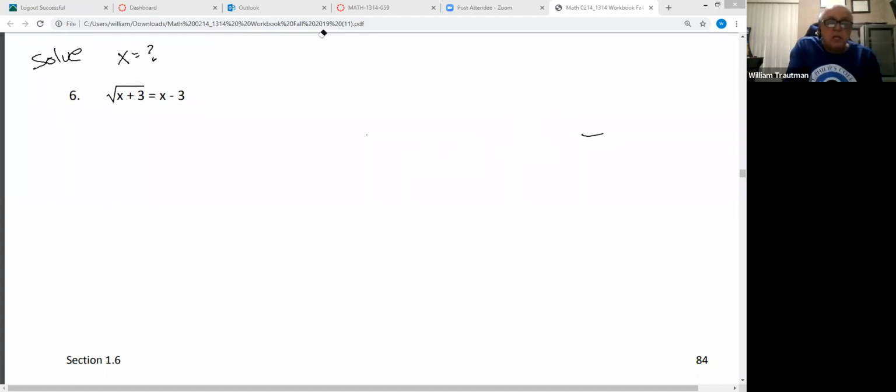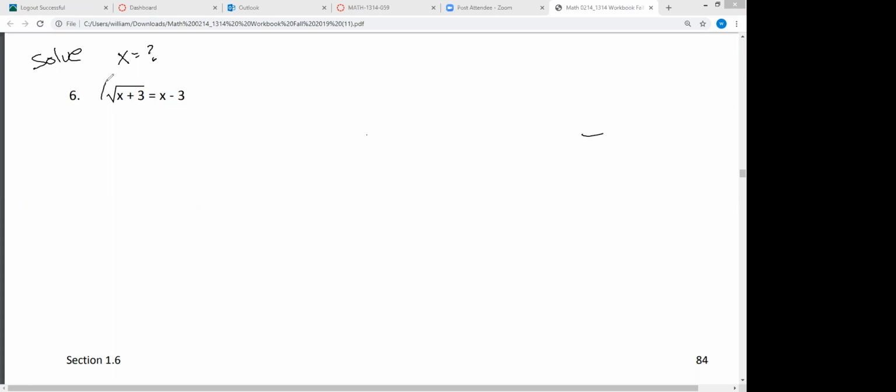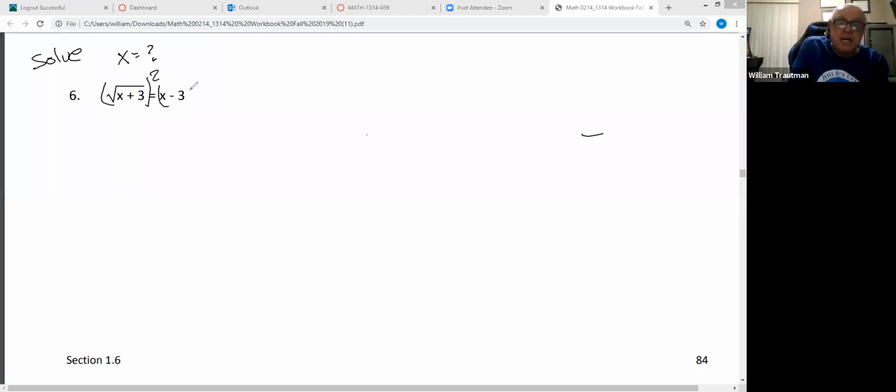What's the opposite of square rooting something? What's the opposite of square root? You guys know it. The opposite of square root? The opposite of multiplying is dividing. The opposite of adding is subtracting. What's the opposite of square root? Squaring it? Yes, we talked about it. So you square both sides.